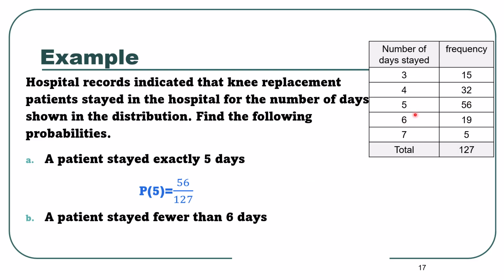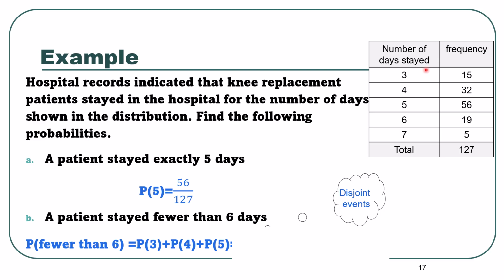The probability of a patient stayed fewer than 6 days: well, 5, 4, and 3. So the probability of a patient stayed fewer than 6 would be that or that or that. So I want the union of these three events, and these are mutually exclusive. So it's nothing but the addition, according to the union of events principle, of the 15 plus the 32 plus the 56 over 127, giving me that number.